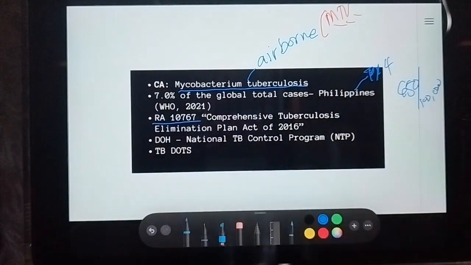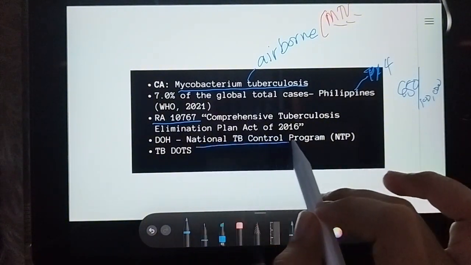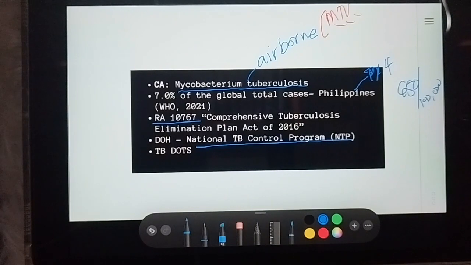Republic Act 10767, or your Comprehensive Tuberculosis Elimination Plan Act of 2016, is an act establishing a comprehensive Philippine plan of action to eliminate tuberculosis as a public health problem. Ang DOH naman ay may program na tinatawag na National TB Control Program, or NTP, which aims to reduce mortality and incidence from tuberculosis in the country, and also to reduce catastrophic costs and provide patient-responsive health services.